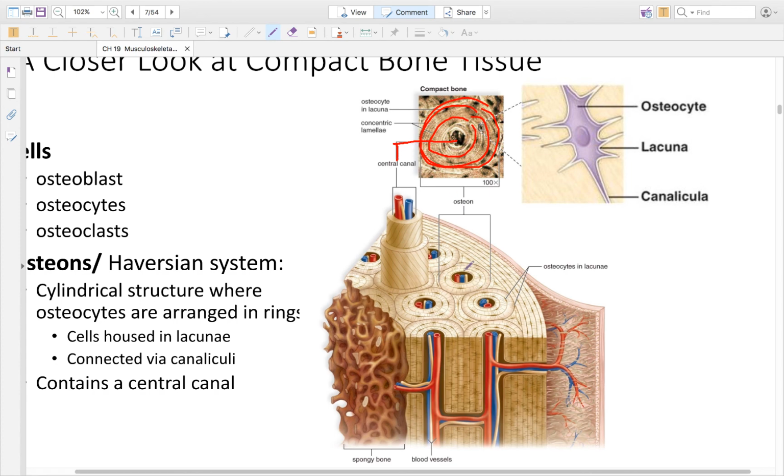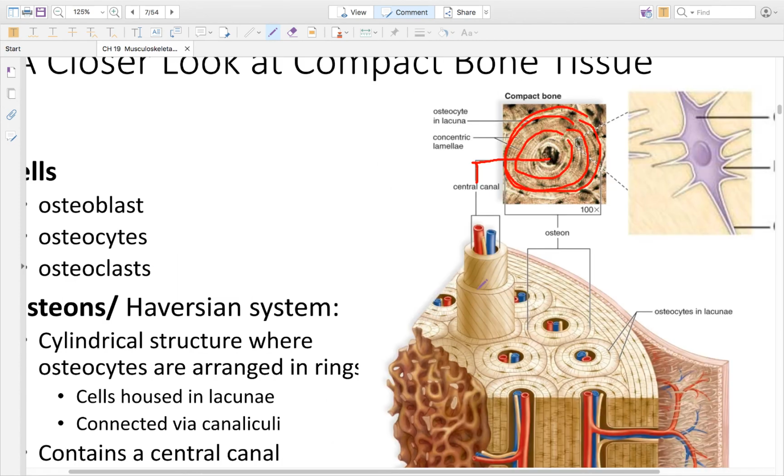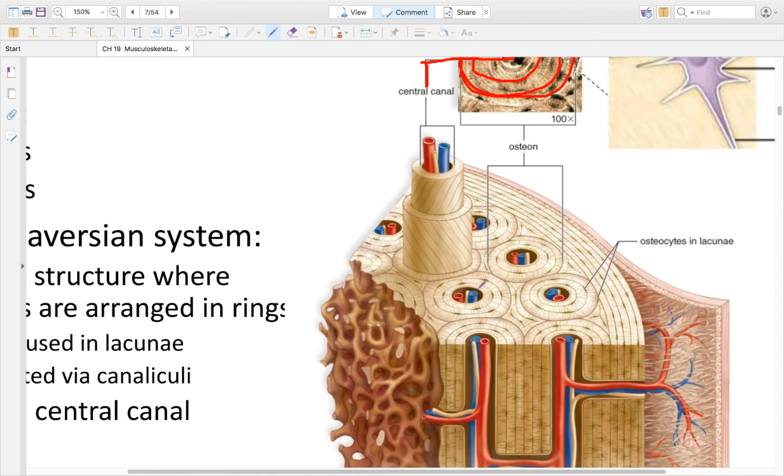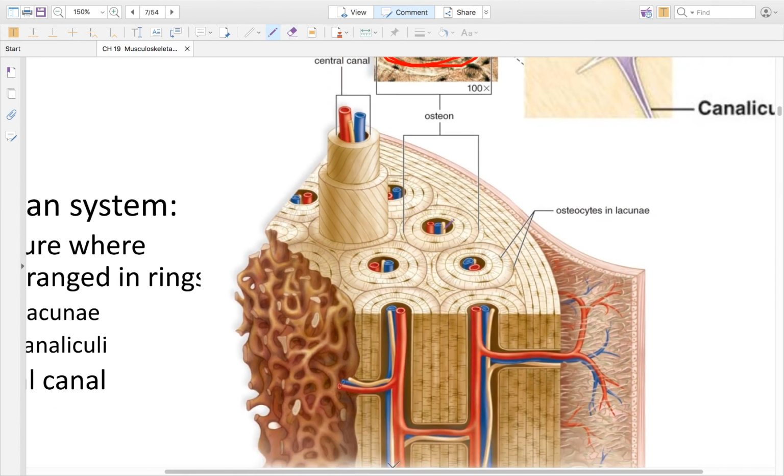Now if we look closer at the sketched out version here, you see each one of these little tree trunk circles, these cylindrical structures. This is called an osteon.